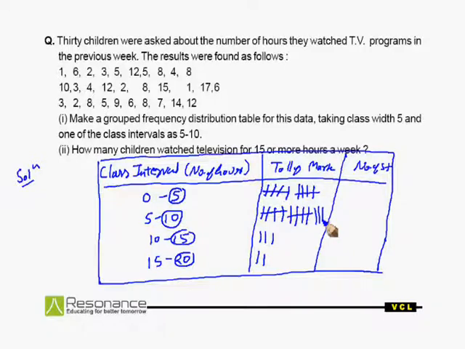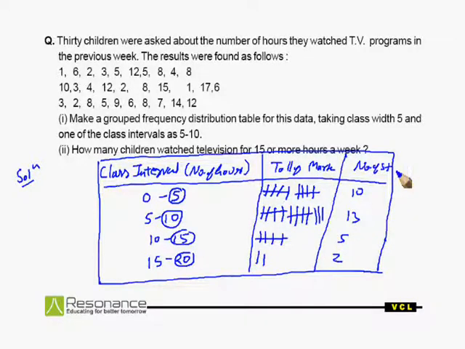7 in the second. 14 in the third. 12 in the third. So we read all this information and we draw the tally marks. Now this is 5, this is 5, so 10 students who are watching the TV from 0 to 5 hours. Now 5 plus 5 is 10, 10 plus 3 is 13. This is 5 and this is 2.